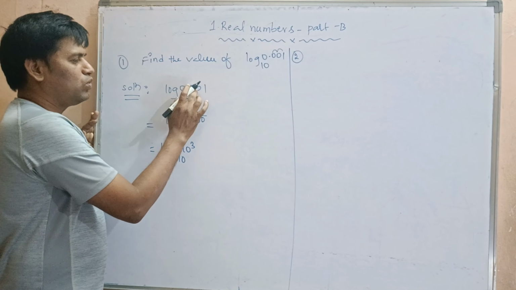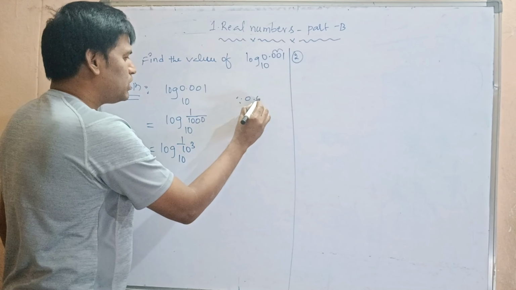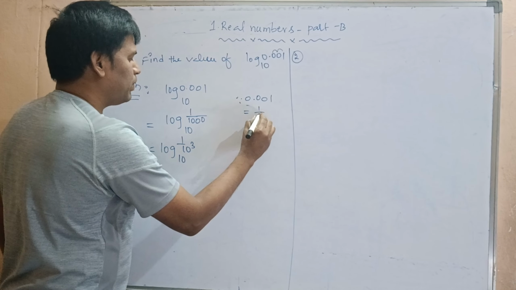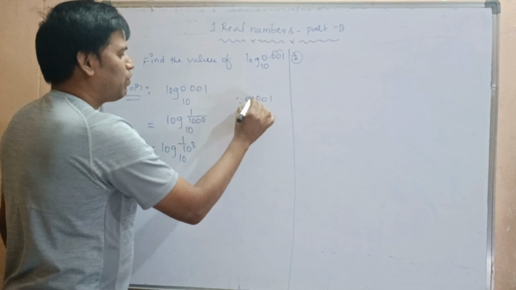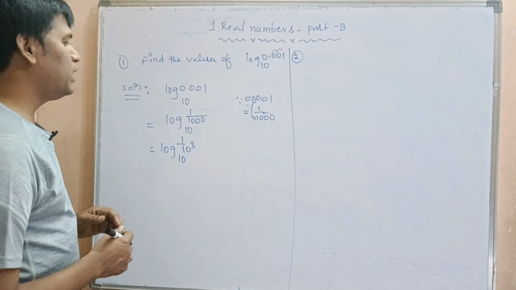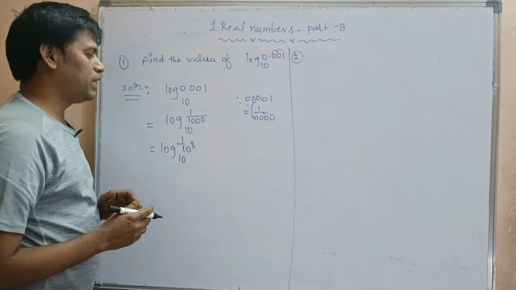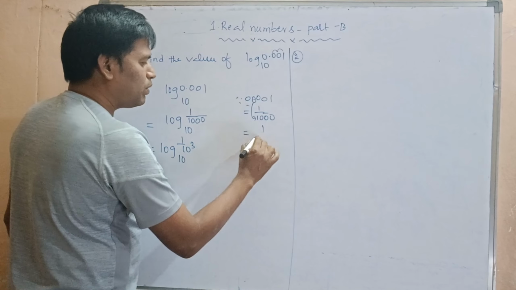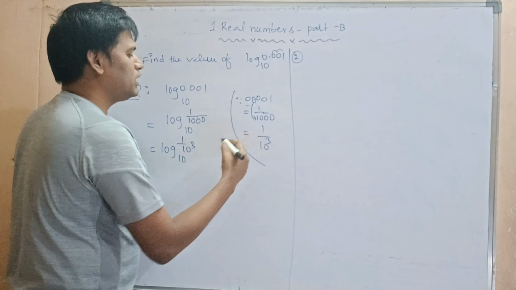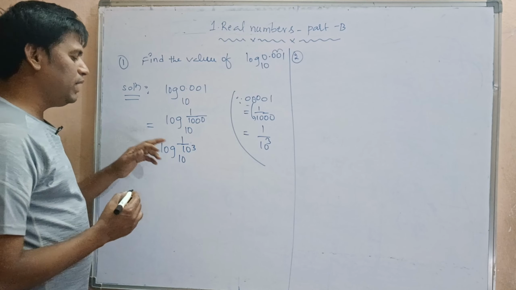Log of 0.001 base 10. Now this 0.001, I am writing as 1 by 1000. For this point I am taking 1. Again after the point 3 digits are there, that's why after 1 I am taking 3 zeros. Now observe, 1 by 1000 means I am taking 10 as power 3. Here also I am writing the same, 1 by 10 power of 3.